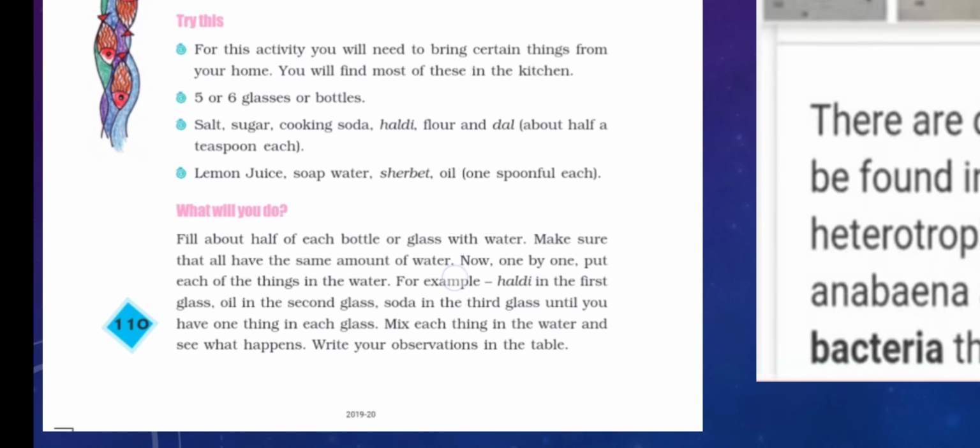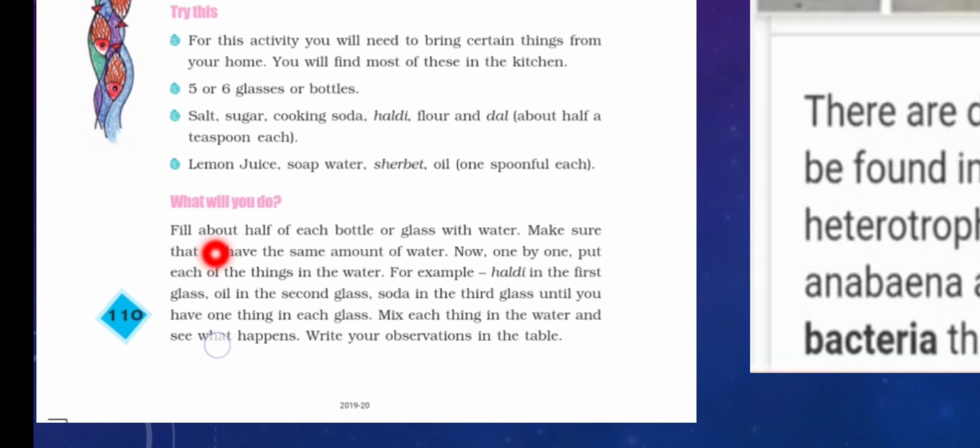What you have to do: fill about half of each glass with water. Make sure that all have the same amount of water. Now, one by one, put each of the things in the water. For example, haldi in the first glass, oil in the second glass, soda in the third glass, until you have one thing in each glass. Mix each thing in the water and see what happens.